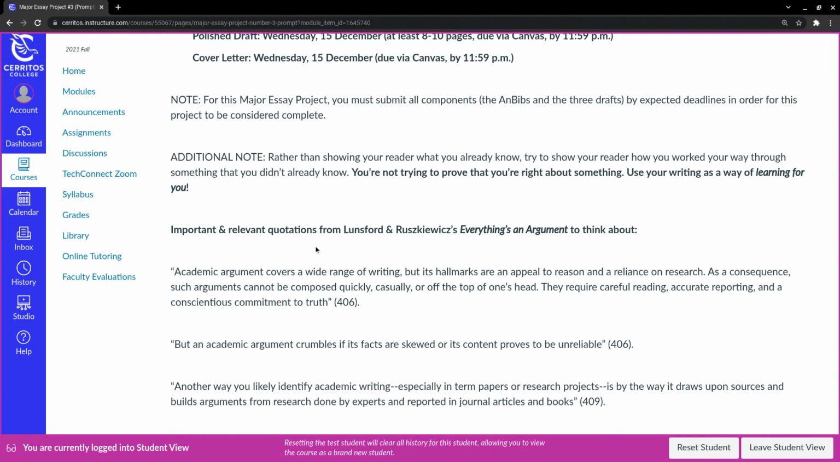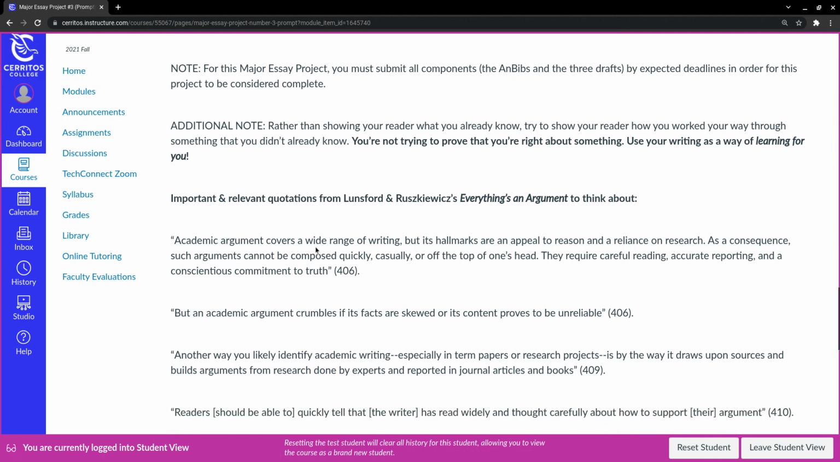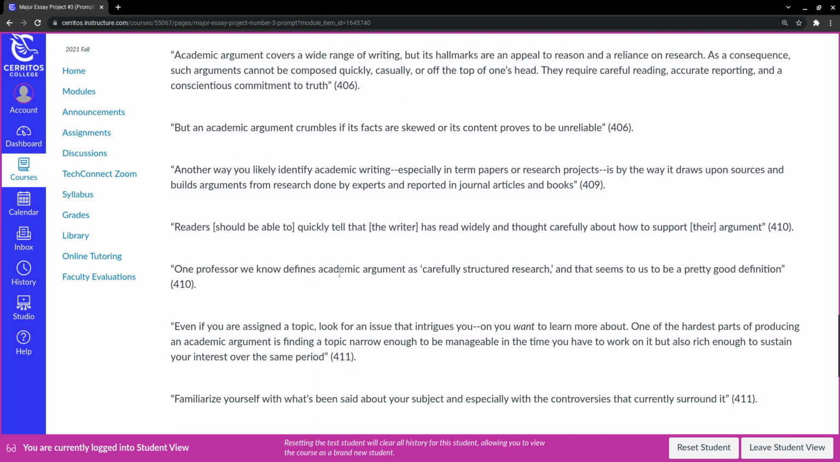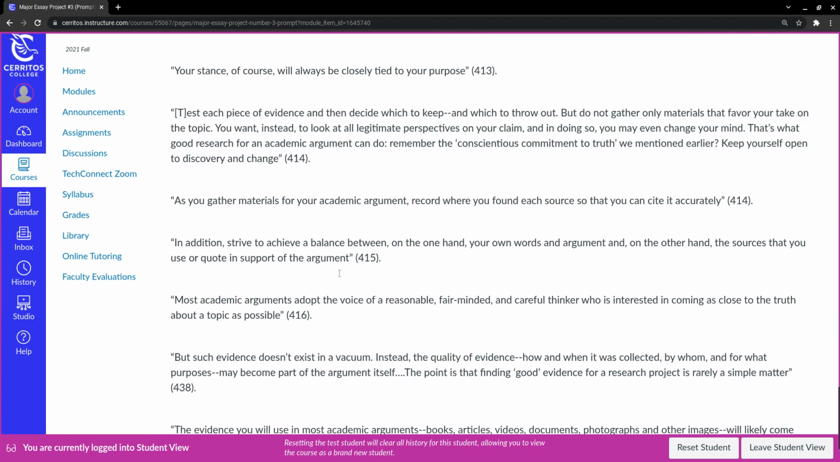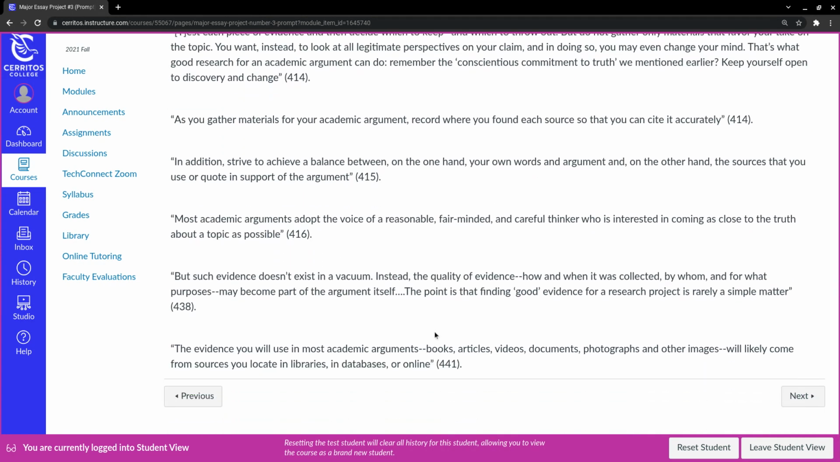Now, to help set the tone for this, I've included some important and relevant quotations from Everything's an Argument that I want you to take a look at. So these quotations can help you conceive of this project in the correct spirit, or the appropriate spirit, so that you know how to approach this essay project.